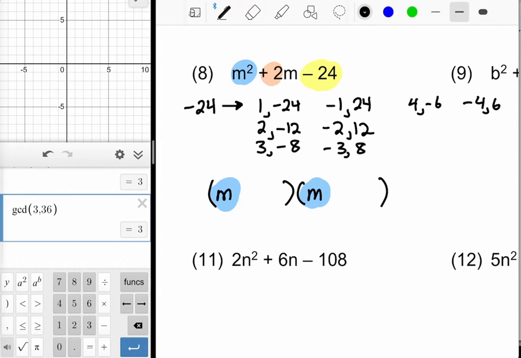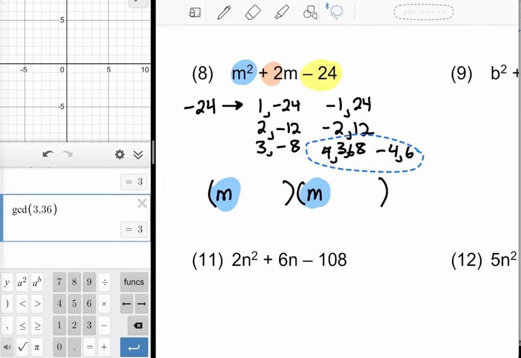5 doesn't work. 6 I already have. 7 doesn't work. 8 we already have. It does work, but we already have it. 9 doesn't work. 10 doesn't work. 11 doesn't work. 12 we already have. So we already have everything else. So I guess I could have tucked this in below. Maybe do a little shrinky dink here.